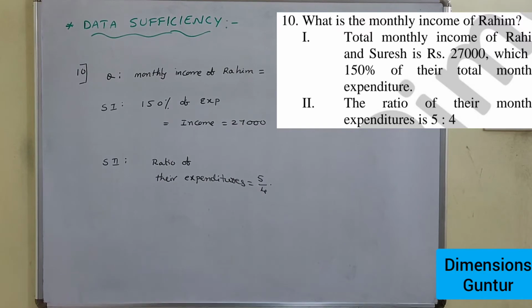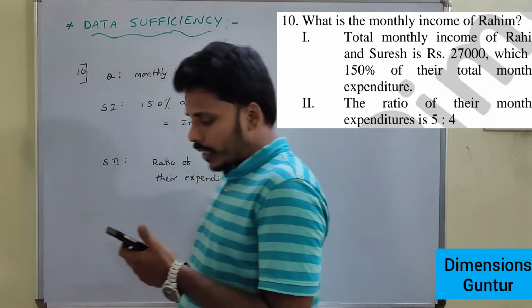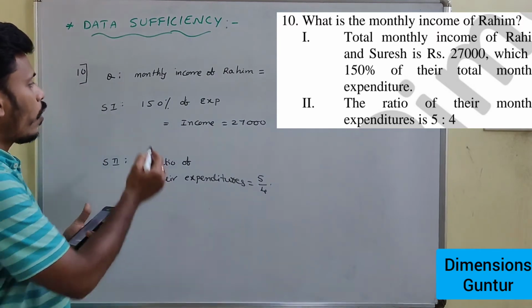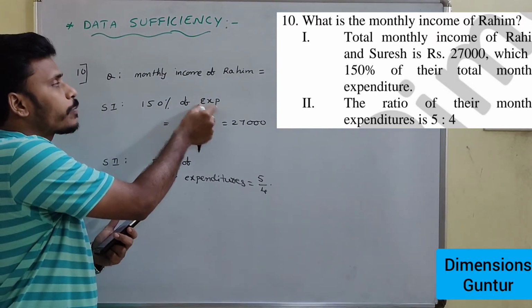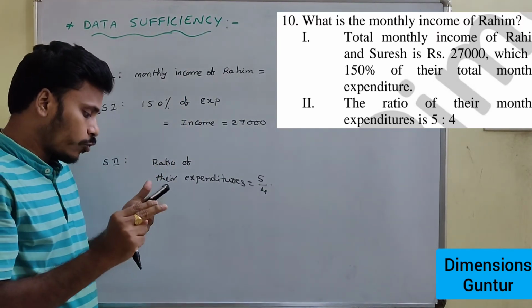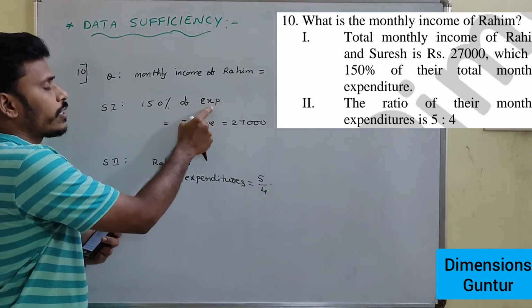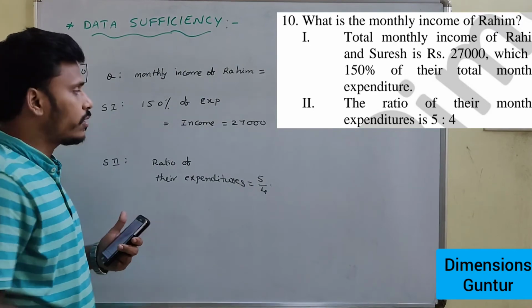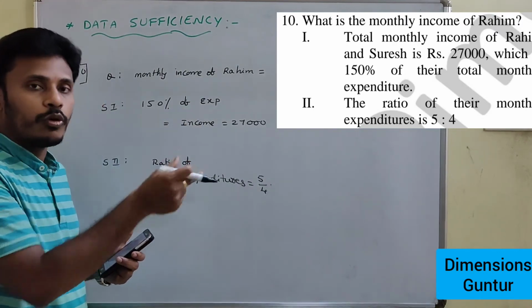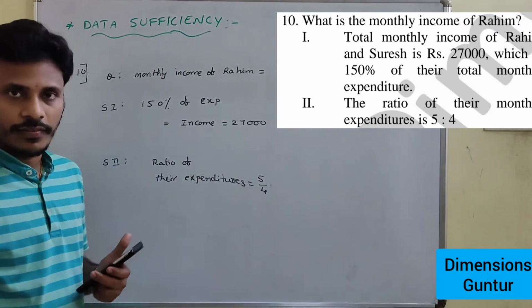And for the 10th question, look at the board. The question part is asking about the monthly income of Rahim. Statement 1 tells us that 150% of the expenditure together, of the two persons Rahim and Suresh, is equal to the income of both persons, which is 27,000.